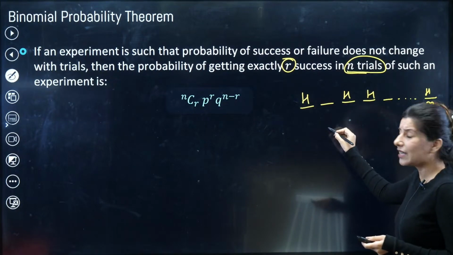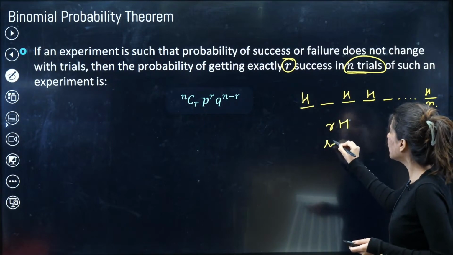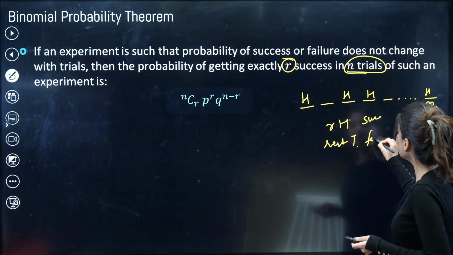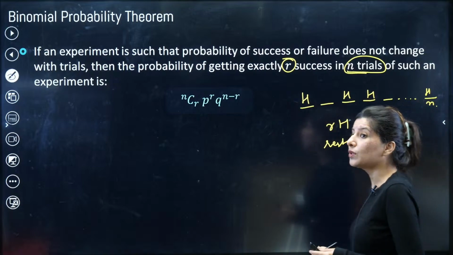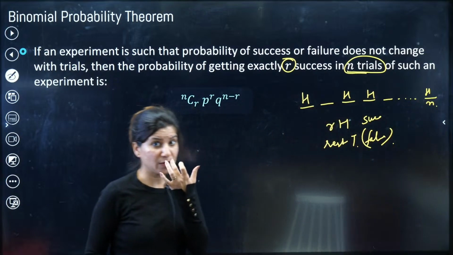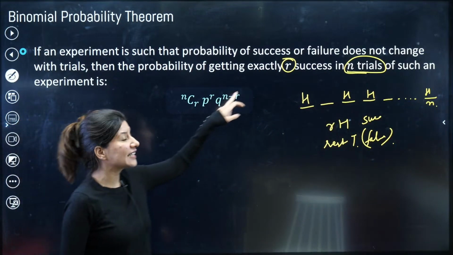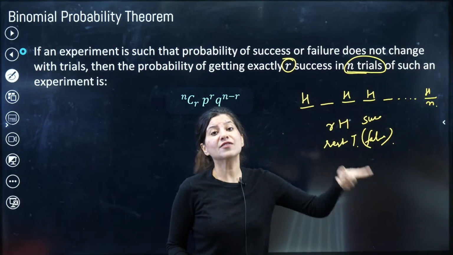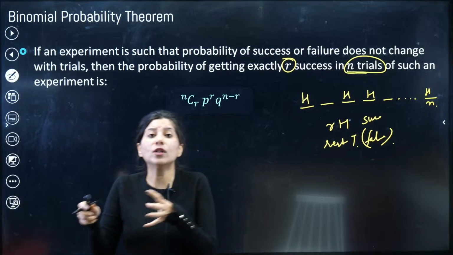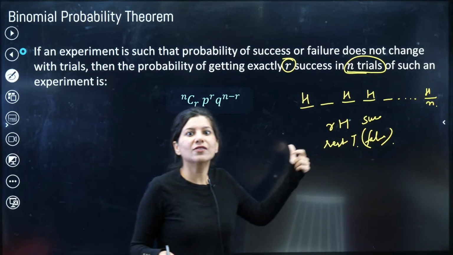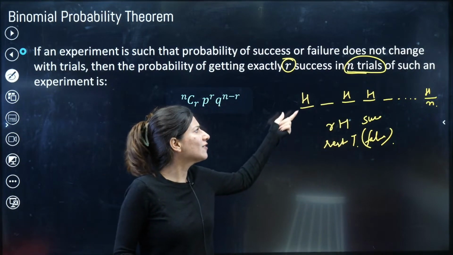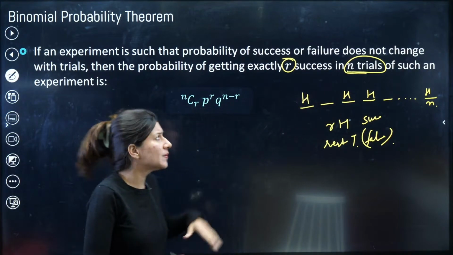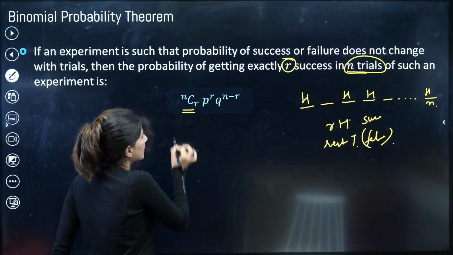So there will be R heads and the rest will be tails. This is your success and this is your failure. So how do we write the probability of getting exactly R successes? First of all, out of these n places, let us select the places where success will take place. It may happen that it is the first, third, fourth. So we need to select the R places for the success.